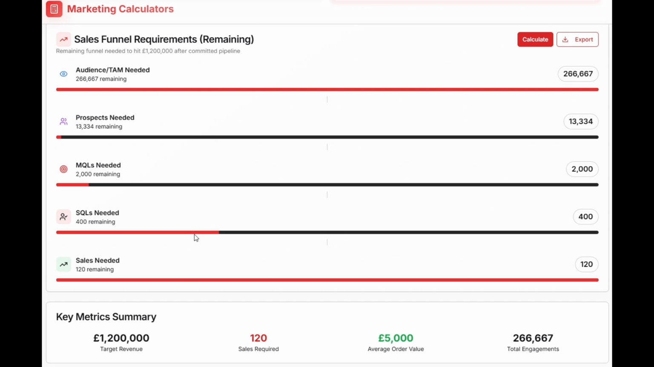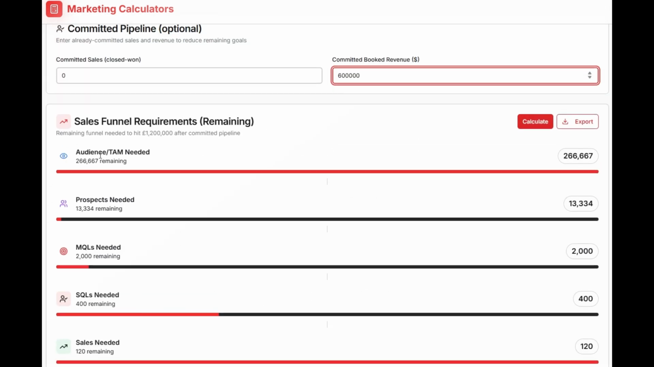So 120 sales, which means we need 400 SQLs, 2,000 marketing qualified leads, 13,334 prospects needed to achieve the 2,000 MQLs, and a total addressable market or an audience of 266,667.